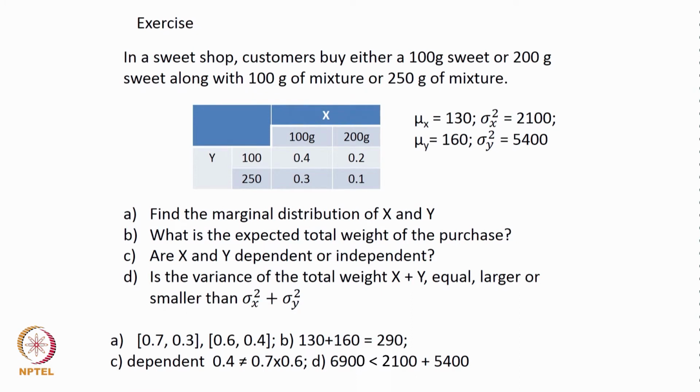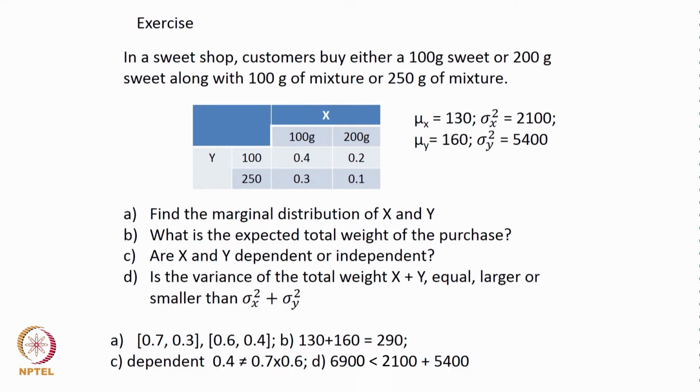Are x and y dependent or independent? They are dependent, because if we look at this, this is 0.6 here and this is 0.7 here. We would have multiplied them and got 0.42, but since we have only 0.4, they are dependent on each other. If they were independent, then the number here would have been 0.6 into 0.7. The number here would have been 0.6 into 0.3, which is 0.18, but since it is 0.2 and not equal to the multiplication of the probabilities, we say that they are dependent.